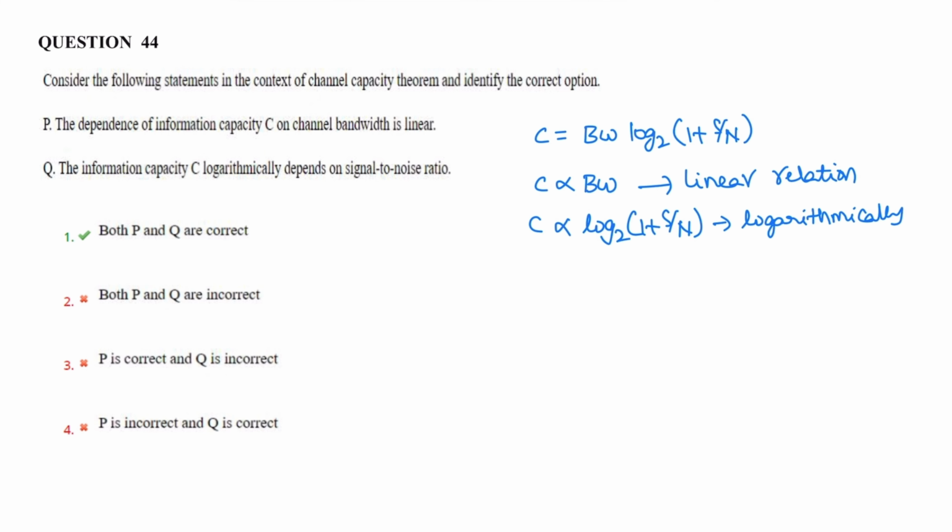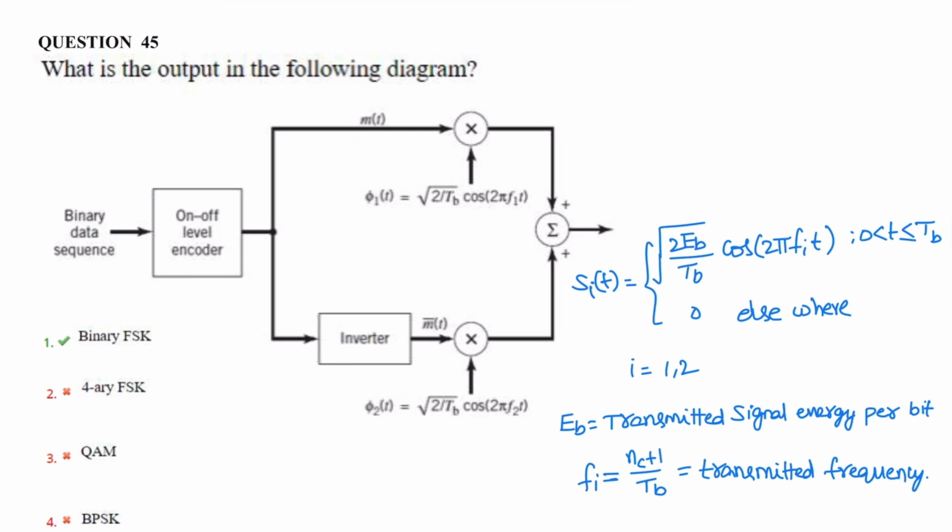The information capacity C logarithmically depends on signal to noise ratio. The capacity C and channel bandwidth is linear. Both statements are correct. Next question.